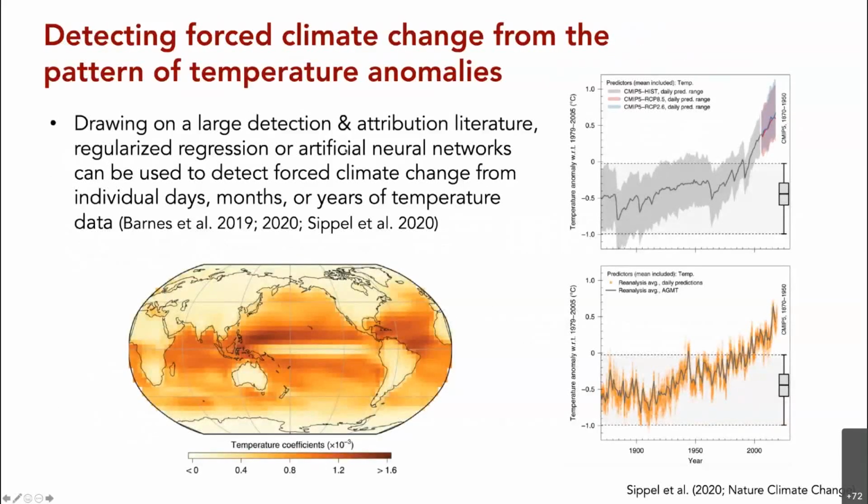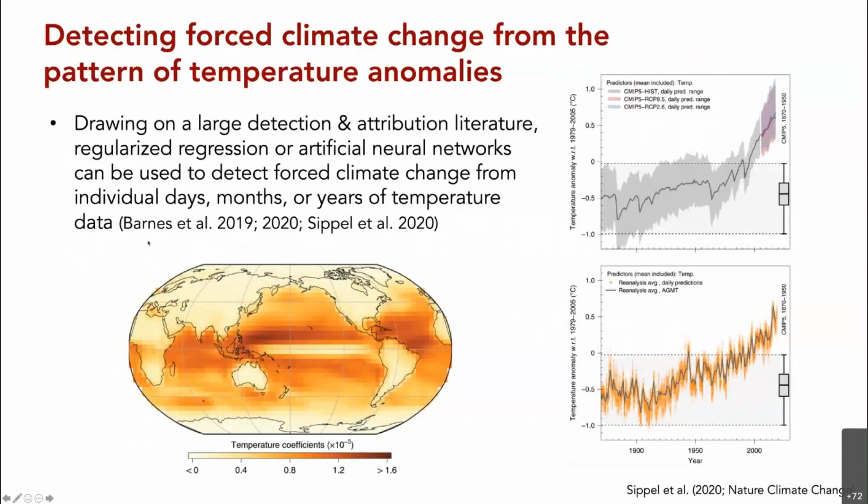So then I want to switch gears a little bit for the last couple of slides and discuss this other type of pattern recognition problem where the same type of information is being used to train a pattern detection method on a large ensemble, but then apply it to observed temperatures.